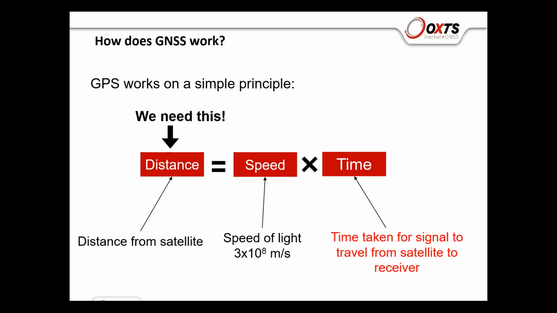That's all well and good, but how does it actually work? Well, it works on the principle of speed equals distance over time. We need to know the distance. We already know the speed signals travel at, because that's the speed of light, and we can measure the time taken for the signal to travel from the satellite to the receiver.